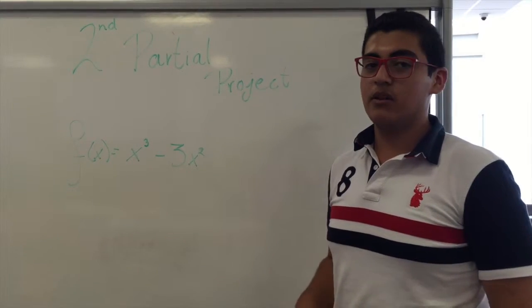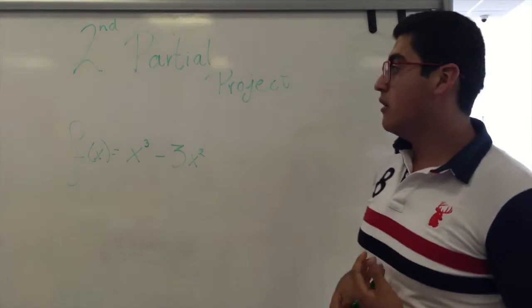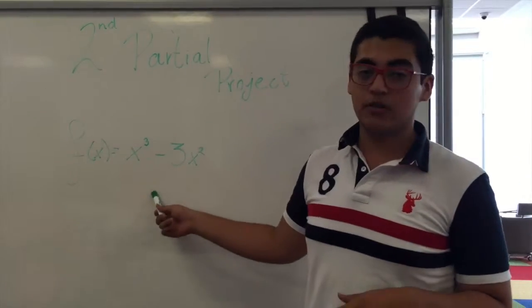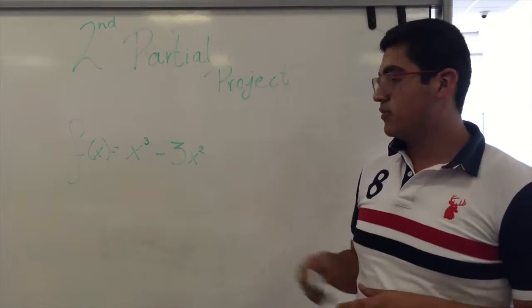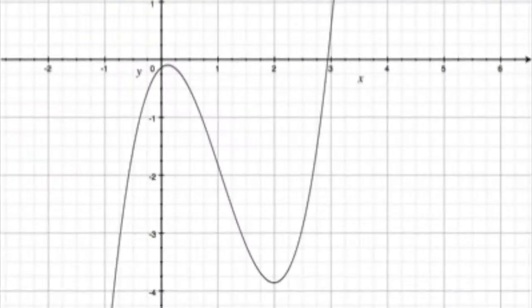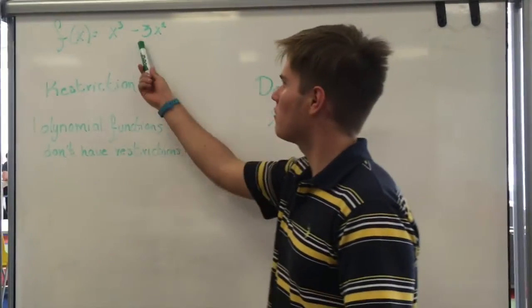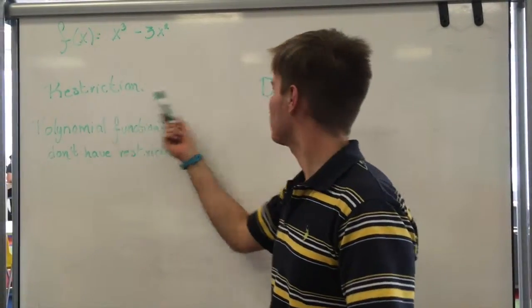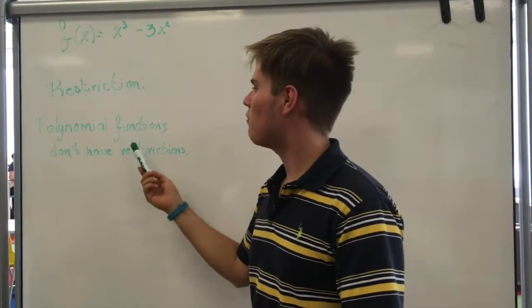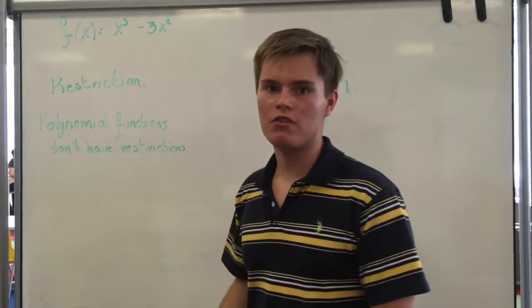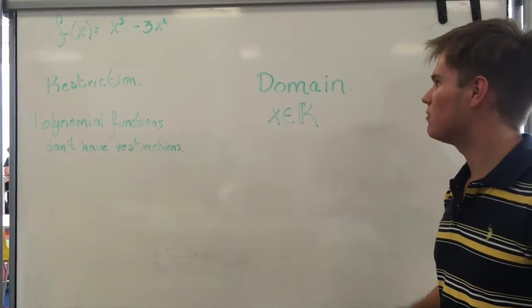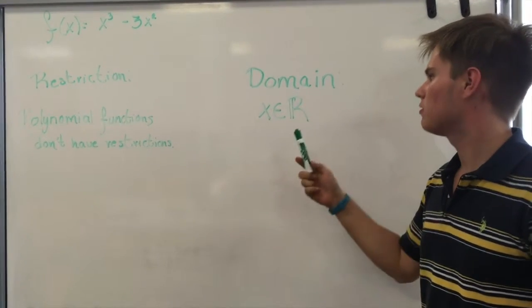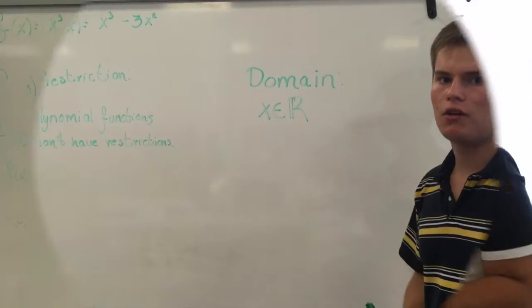We are going to calculate different values of the function f of x equals x cubed minus 3x squared. In our function, we are looking for restrictions on the value, and since it's a polynomial function, we don't have any restrictions. By looking at the graph, we can assume that the domain of x belongs to all the real numbers.